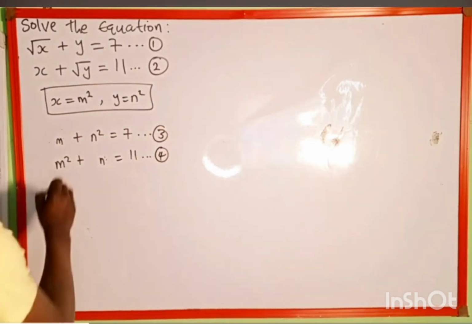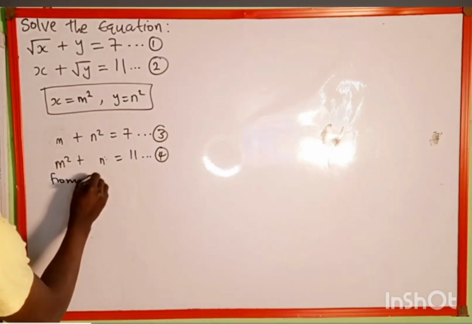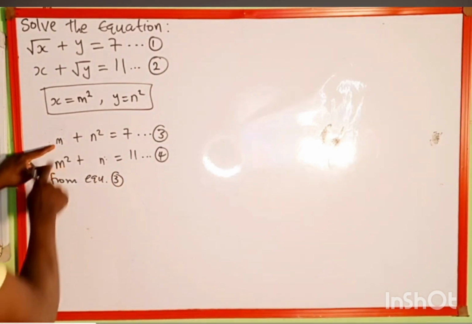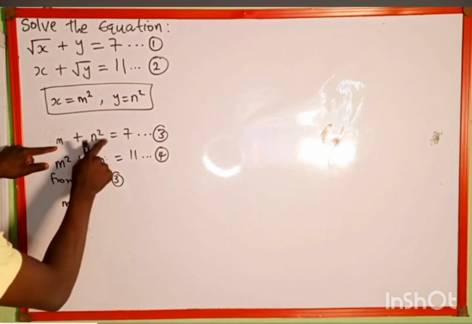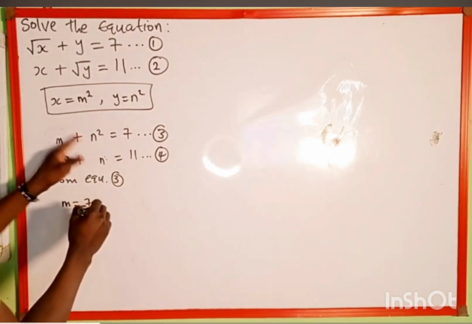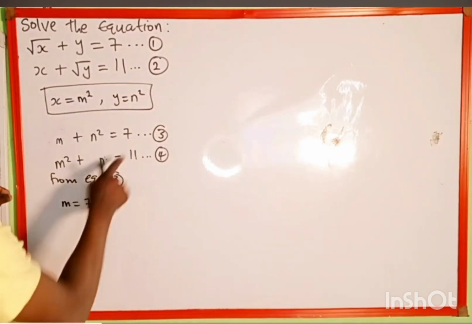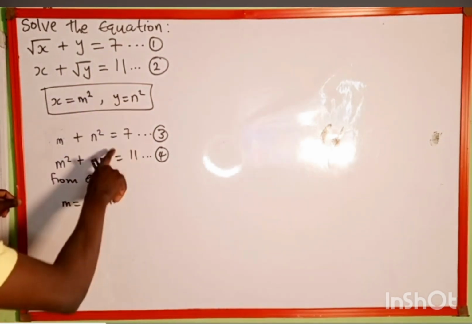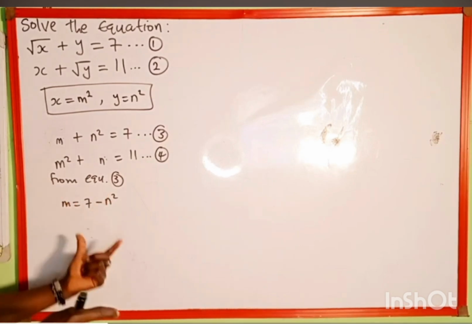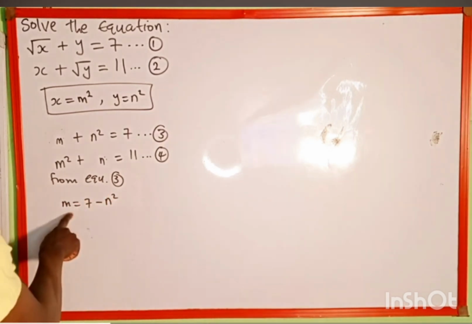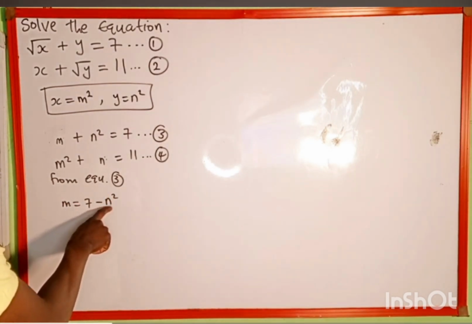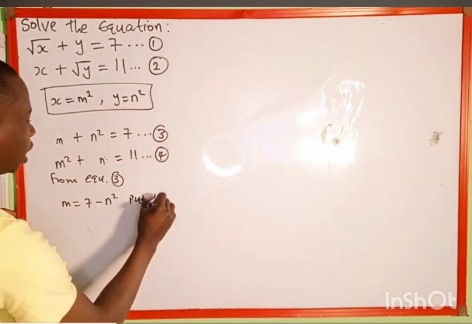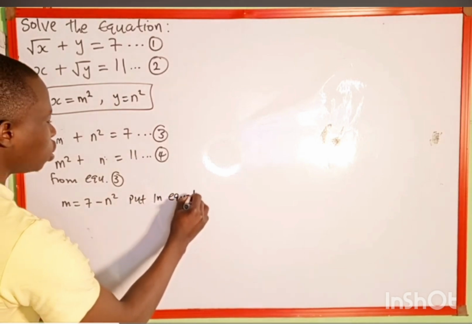The next thing we are going to do from equation 3 is make m the subject of the formula. So m is equal to 7 minus, we take this n squared to the right hand side of the equation and it becomes negative n squared because it was positive. When positive n squared crosses the equality sign, it becomes negative n squared. So the next thing we're going to do is put this m is equal to 7 minus n squared back into equation 4.